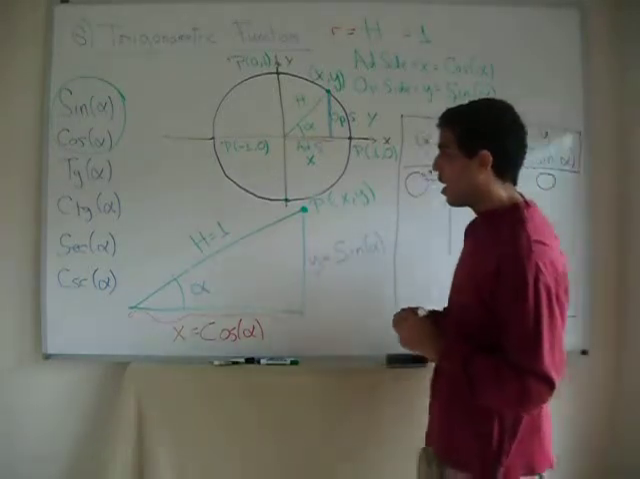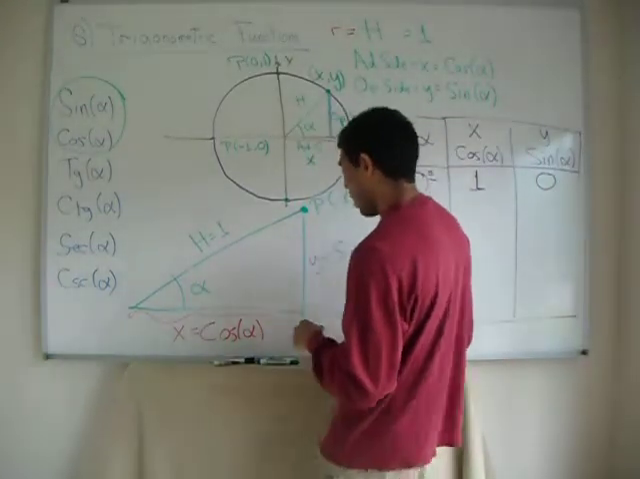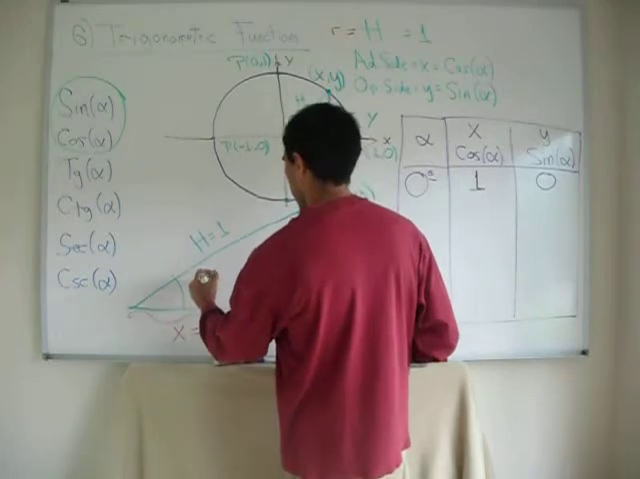Okay? Now, let's suppose we have an angle. Let's say alpha is 30 degrees.